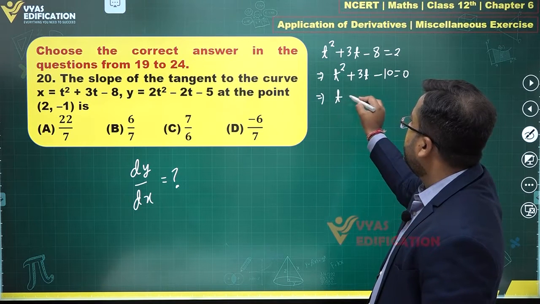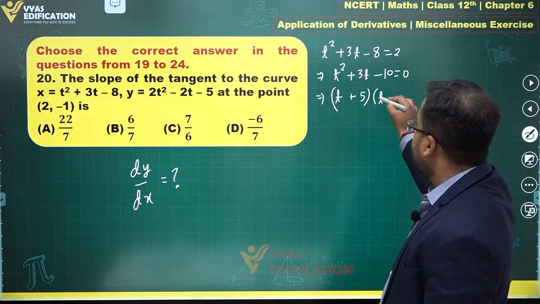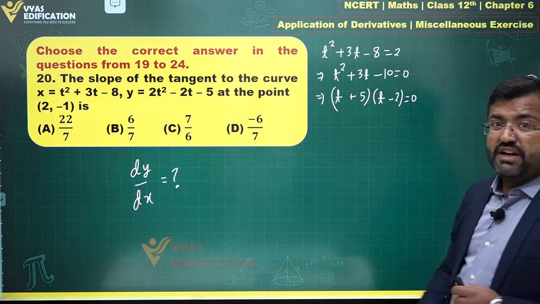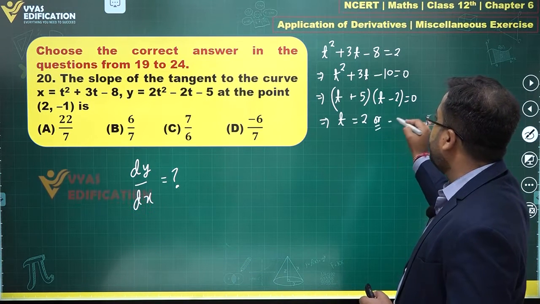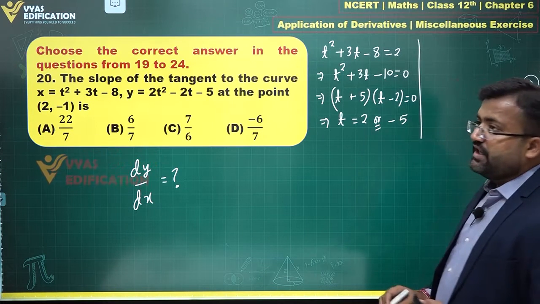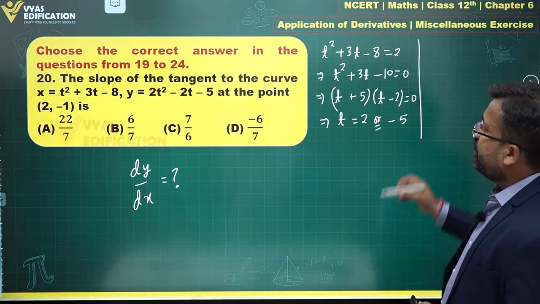That tells me (t + 5)(t - 2). Factorizing by splitting the middle term, this will be equal to this, t equals 2 or -5. This is the value, right? t equals 2 or t equals -5. What about the next one?